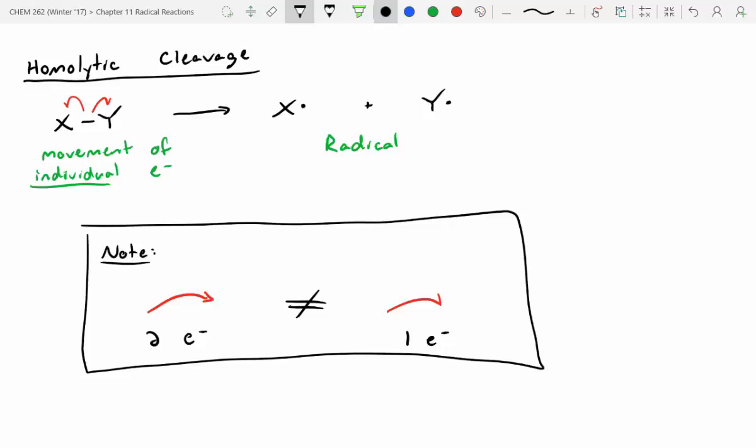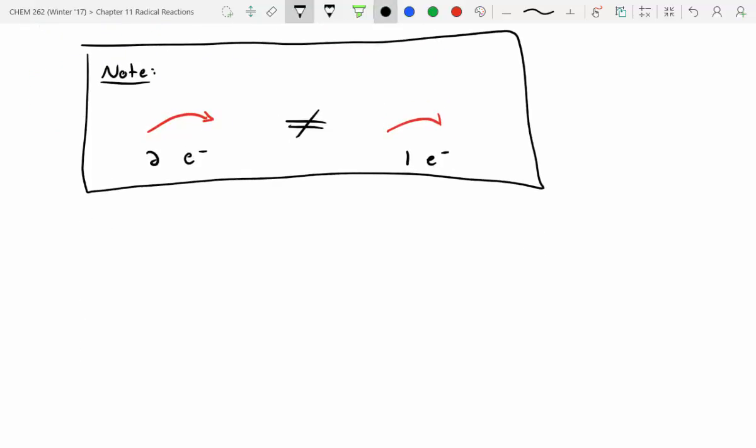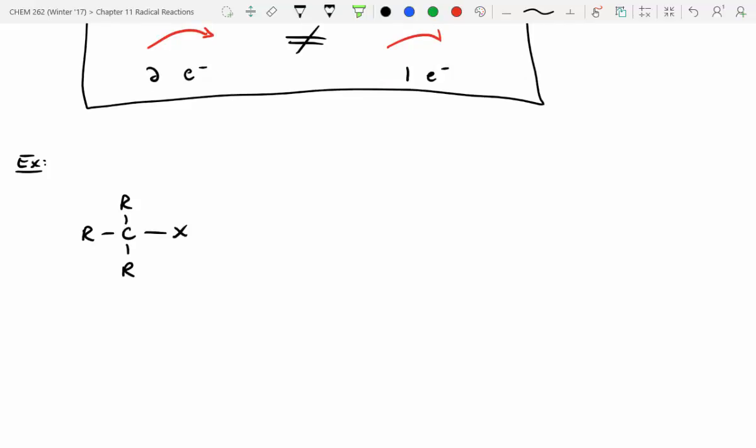So let's take a look at what radicals look like in terms of their geometry and their electronic configuration. Let's just take a super duper generic molecule where I've got some generic R groups bonded onto this carbon atom. And I've got an X group over here. This X group is going to fall off, and we want to show this cleavage homolytically. So let's go ahead and do some arrow pushing. One of these electrons will hop over onto the leaving group. One will hop over onto the carbon.